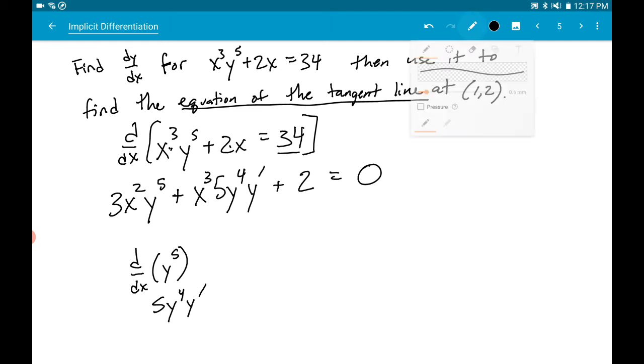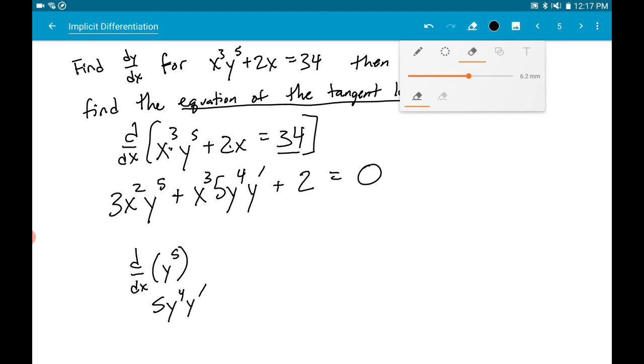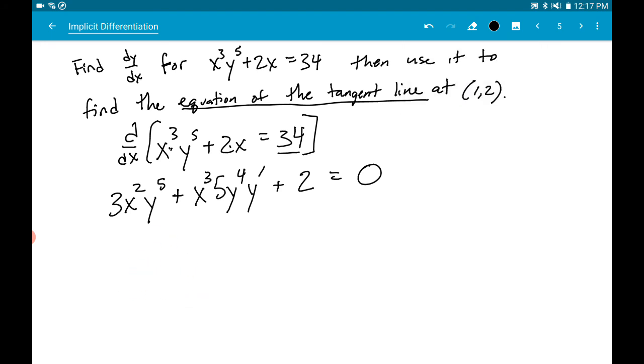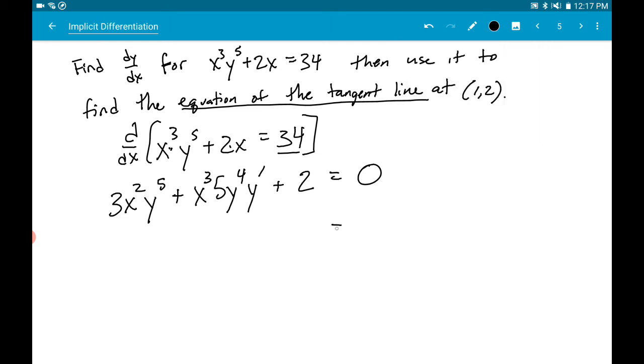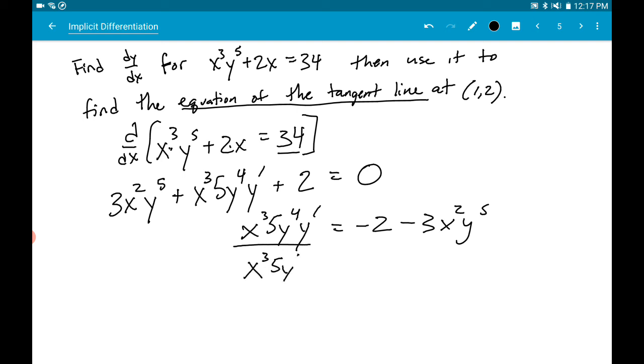All right, next goal, and I got a summary on the last page, is to try to get y prime by itself. So anything that doesn't have a y prime, I'm going to move to the other side. So I'm going to skip some steps. You can kind of follow along. I'm going to minus a 2. I'm going to minus a 3x squared y to the fifth. And then I've got this piece chilling. So I'm going to divide by that piece. So all this stuff cancels out over here.